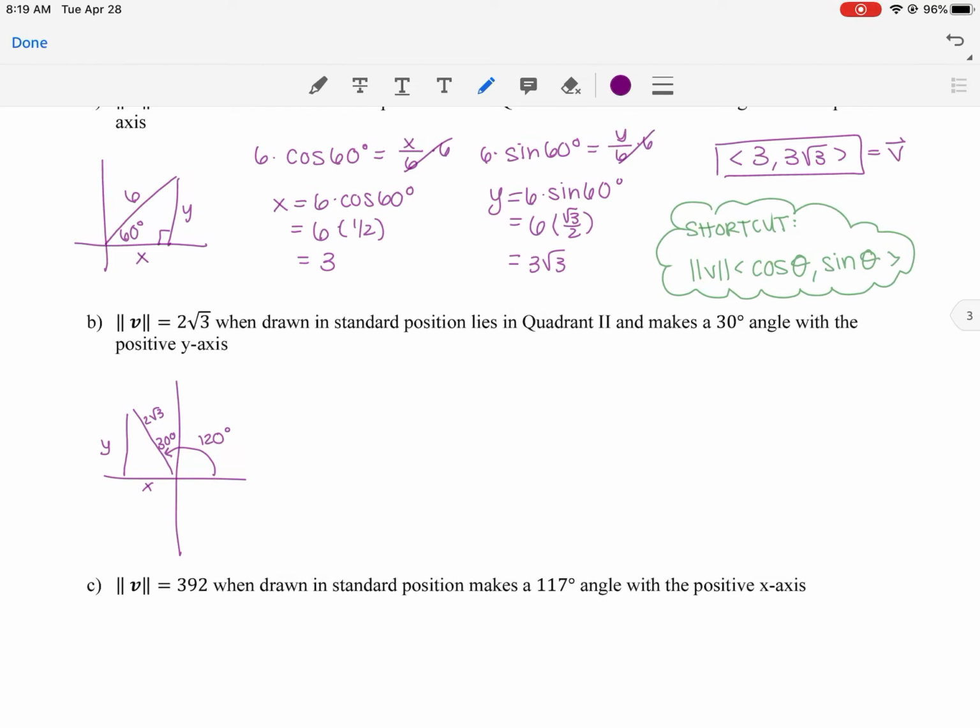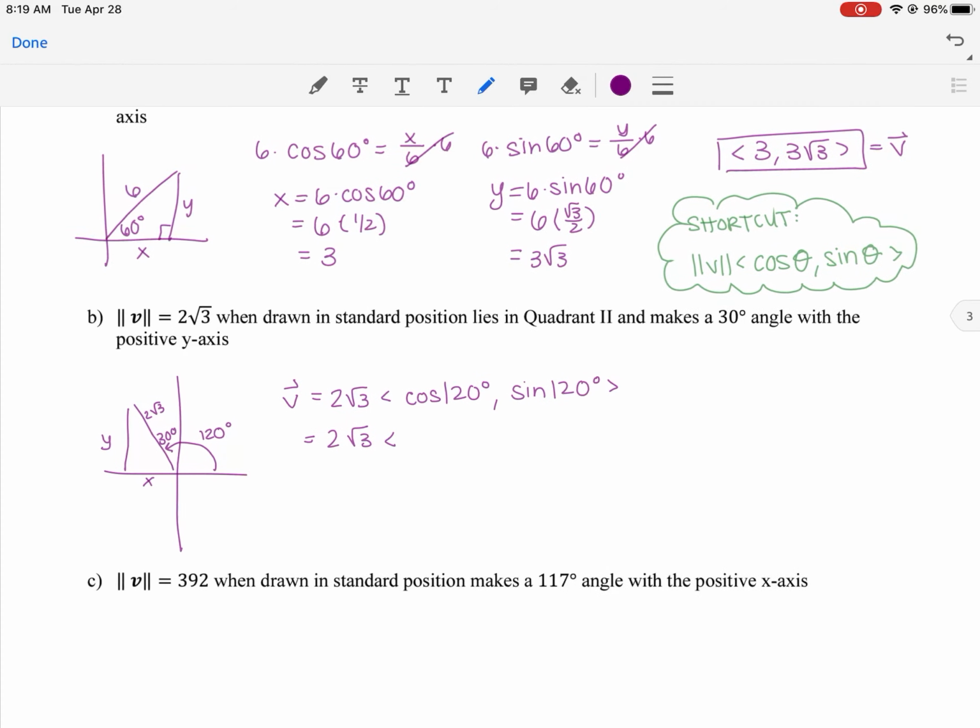So whether you want to set up your proportions, or we're just saying, my shortcut says I'm going to take 2 square roots of 3 times cosine of 120. And that's the part you have to be careful about, that you didn't just plug in 30. Sine of 120. So here we'll have 2 square roots of 3.